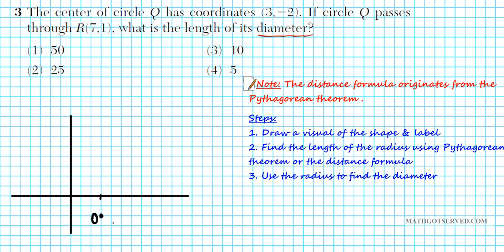And then (7, 1), or let's just call it Q. All right, so 7, 1: we have 3, 4, 5, 6, 7, 1. All right, so what is this segment right here? This segment is the radius of the circle, okay?